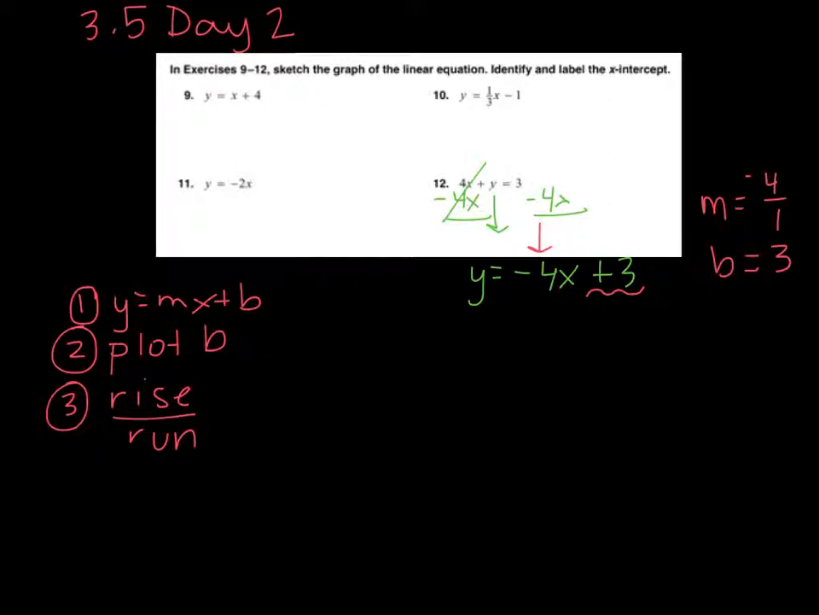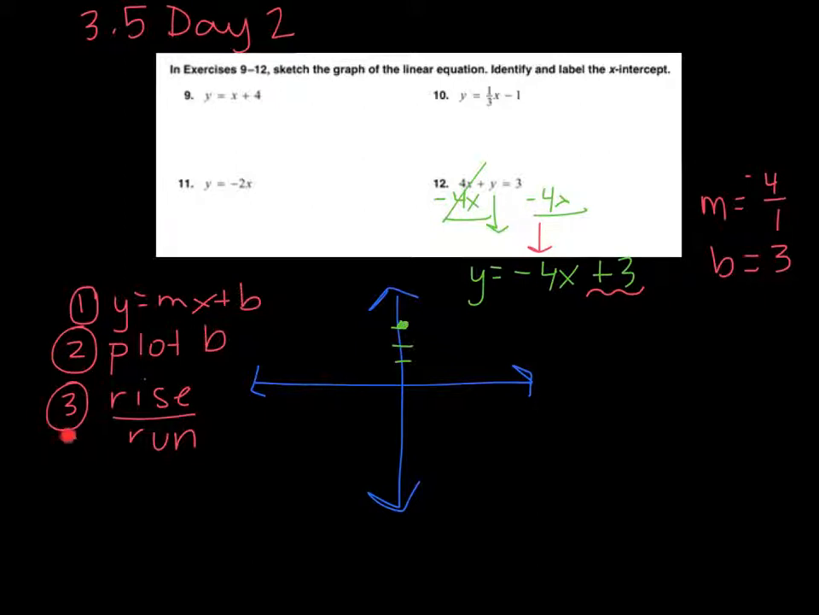Okay? So now I'm going to sketch a coordinate plane, and I'm going to follow my steps for graphing. So the first thing I'm going to do is plot b. I see b right here was equal to 3. So I'm going to go on my coordinate plane to 3, and I'm going to put a point on the y-axis at 3.